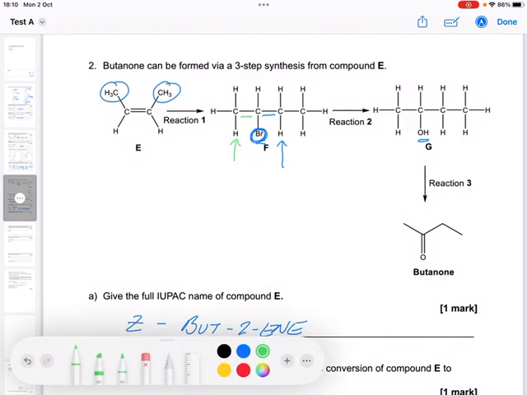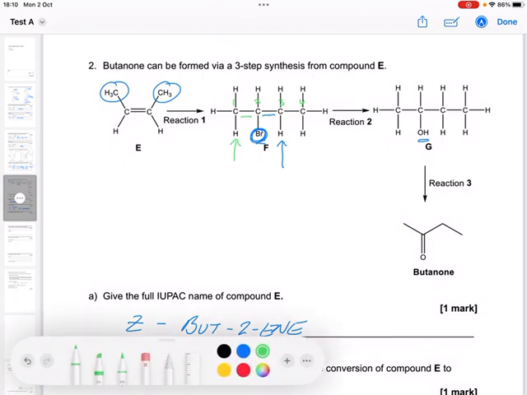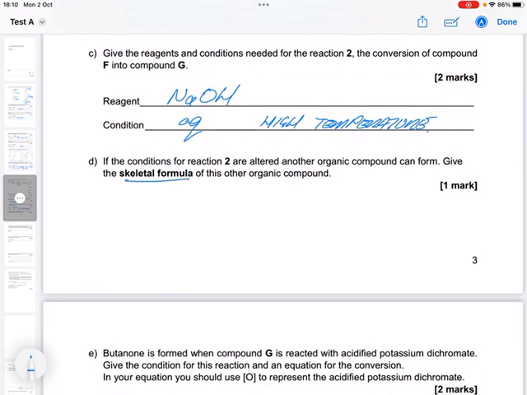Now, with 1, 2, 3, 4 carbons, it means it's either going to be bute-1-ene or bute-2-ene. Doesn't really matter, but I have to draw it skeletally. Key thing is here, so 1, 2, 3, 4. So the double bond can be there, or 1, 2, 3, 4, and the double bond can be here. Either of those is absolutely fine.